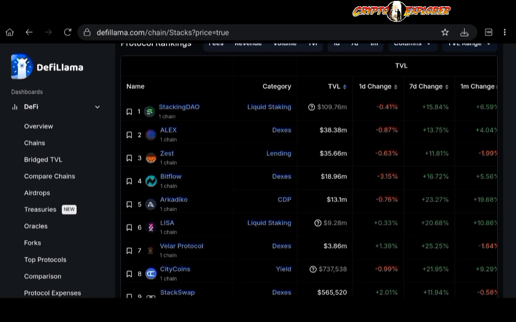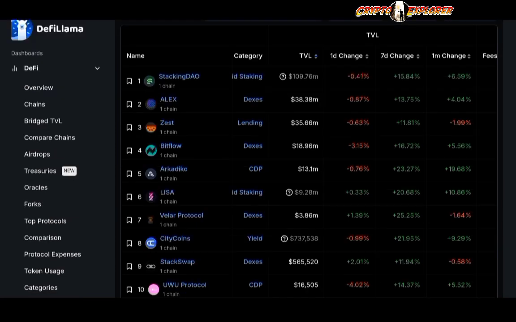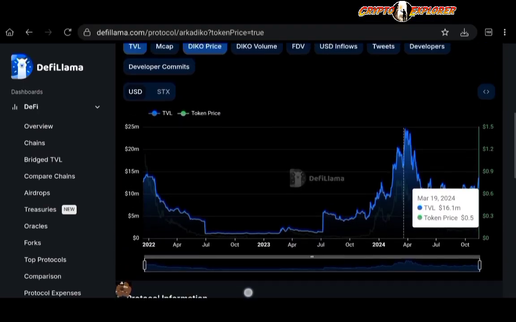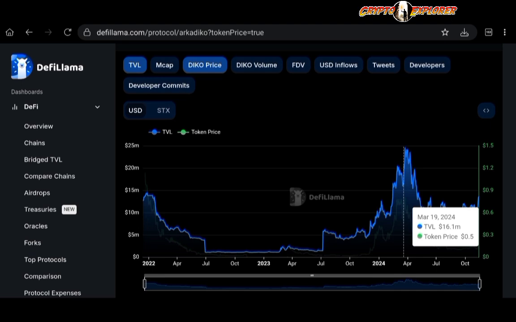Ranking fifth is Arkadiko. This is the last one with a TVL above 10 million. They have $13.1 million. They are the protocol that grew the most in the past month, with almost 20% increase in TVL. They have a native token, which is DIKO. Right now it's worth 16 cents, but back in March, the all-time high price was around 50 cents of a dollar.